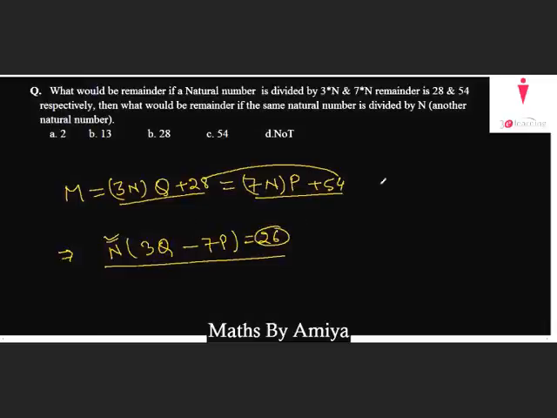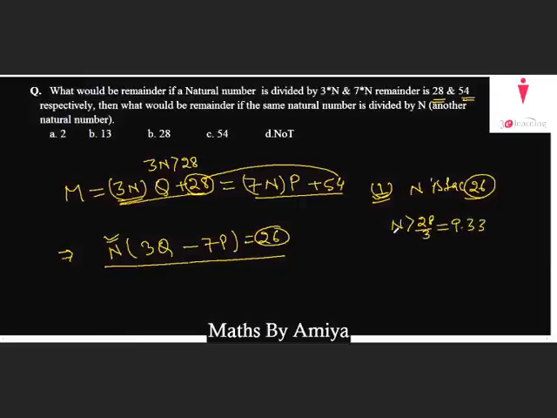So our first condition is that n is a factor of 26, and 26 is nothing but the difference of the given remainders. This is our first condition. The second condition: 3n is the divisor and the remainder is 28, so 3n should be greater than 28. So n should be greater than 28 by 3. Being a natural number, n should be greater than or equal to 10.